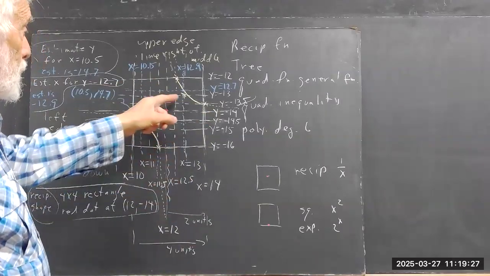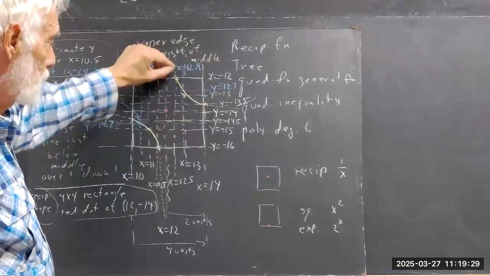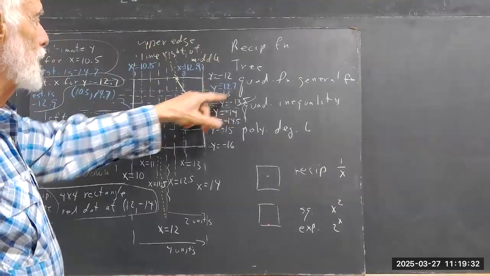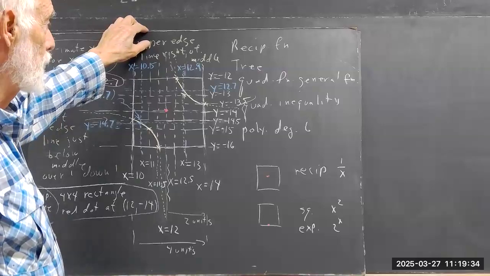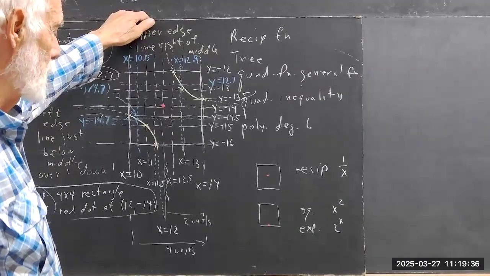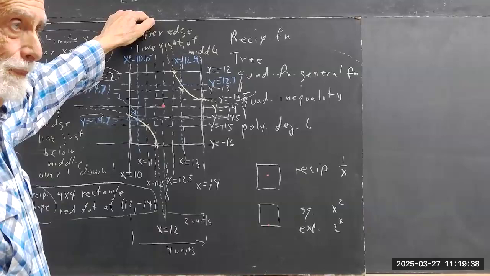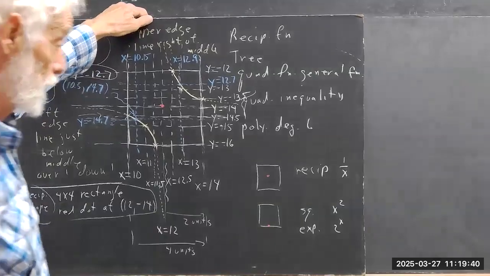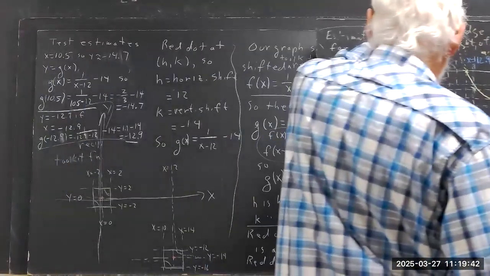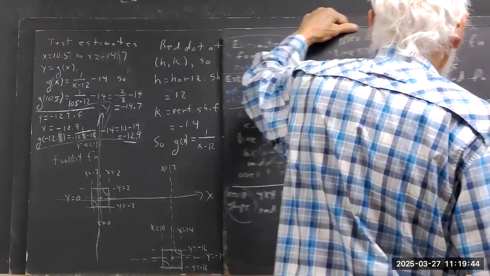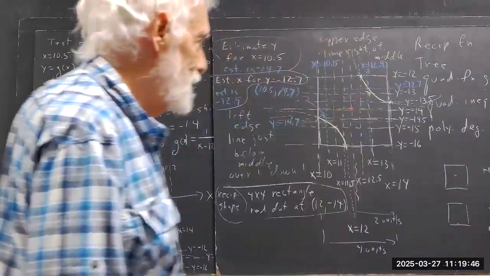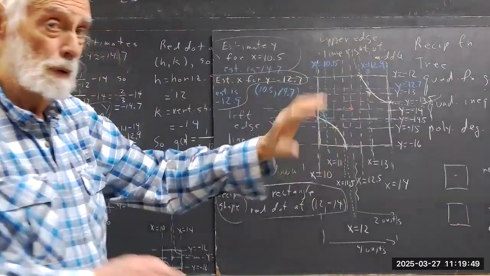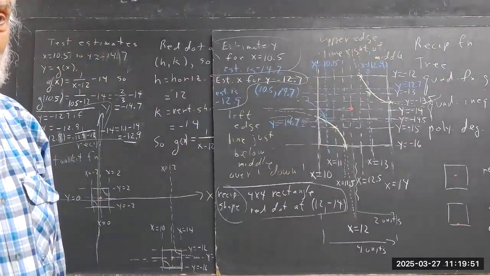It should have gone through this point, so it should have been curvier, which would have moved this estimate over a little more to the left and given me something that probably matched better than what I actually did estimate. Well, if you did the same thing, I wouldn't penalize it at all. Okay?